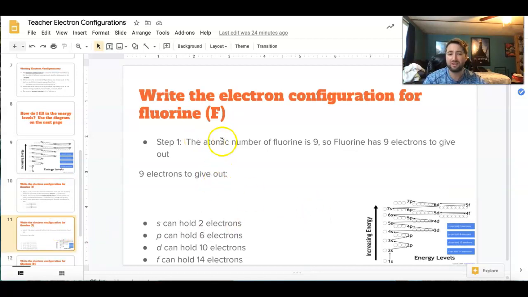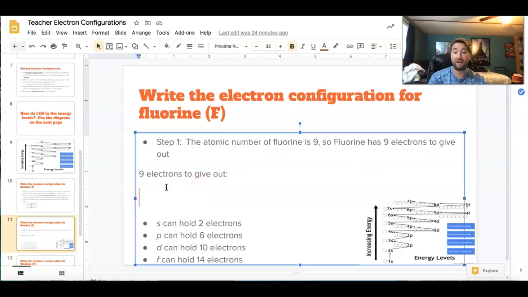It says the atomic number of fluorine is 9, so fluorine has 9 electrons to give out. We're always going to start by writing 1, and then remember, the first one we fill in is s, so 1s. Then you ask yourself, how many electrons can s hold? That answer is 2. So you're going to go 1s2, like so.